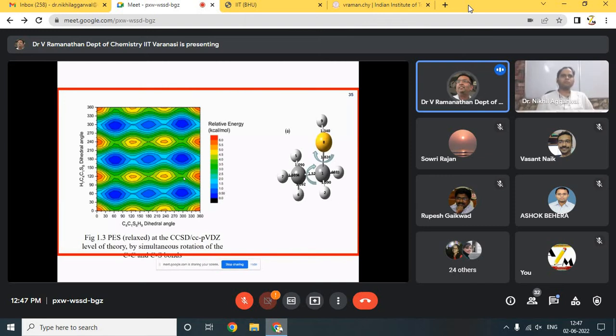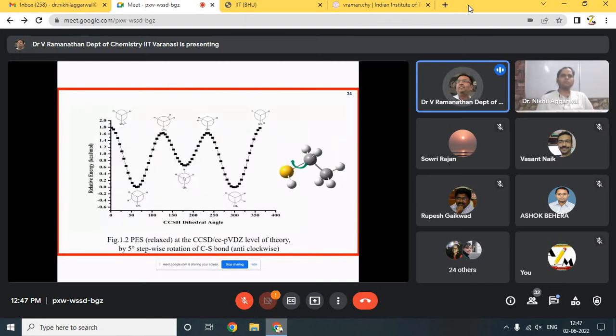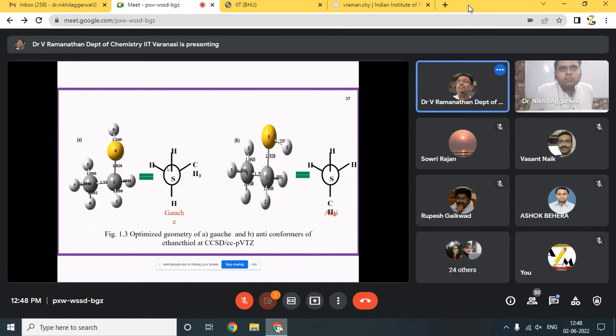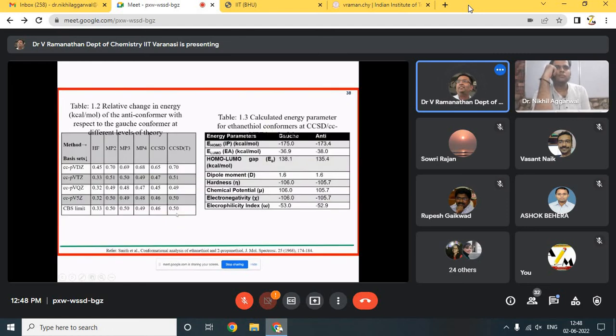In the previous 2 plots, it's a contour plot where you change only one parameter, but if I change both the dihedral angles simultaneously, I get a surface, and that also confirms the presence of only such conformers as I described to you from the contour plot. Then you have prominently your gauche and the anti-conformer.